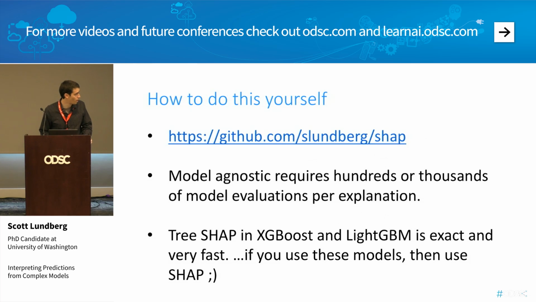Okay, if you want to do this yourself, we have some Python code online. You're welcome to try. If you're doing model agnostic estimation, usually you need hundreds or thousands of model evaluations in order to sample it well enough to get a good approximation. Okay, and TreeShap and XGBoost and GBM is exact and very fast, so I don't see any reason not to use it for those methods.